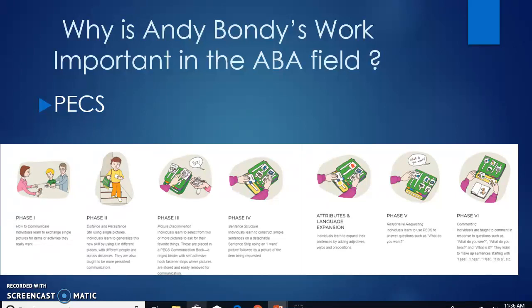In phase 3, the communication partner puts 2 pictures in front of the learner. One is a preferred item, the other one isn't, and the learner has to pick the preferred item. In phase 4, the individuals will start to learn how to make simple sentences, such as "I want iPad." In phase 5, the goal is for the learner to respond to the question, "What do you want?"